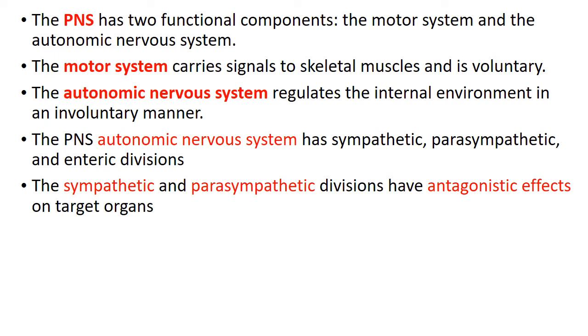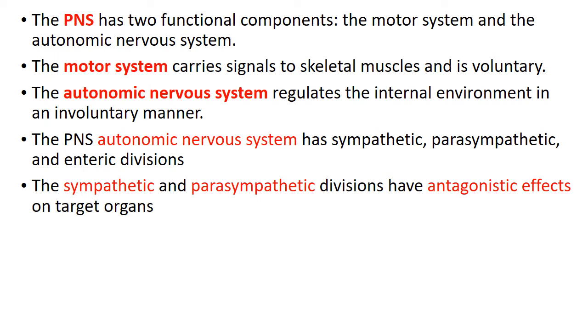The two functional components of the peripheral nervous system are the motor system and the autonomic nervous system. The motor system carries signals to skeletal muscles and is voluntary. The autonomic nervous system regulates the internal environment in an involuntary manner. Those are the differences between the two. The autonomic nervous system has the sympathetic, parasympathetic, and enteric divisions, but for your stage, we are just looking at the sympathetic and parasympathetic divisions.